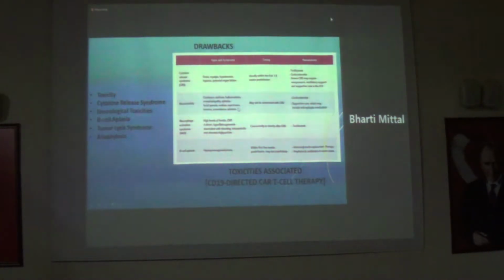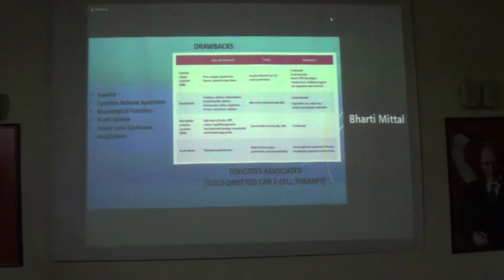Now these CAR T cells are a good therapeutic option when the patient is in remission and refractory, not responding to any treatment. But this CAR T cell therapy also has some drawbacks, specifically toxicity: cytokine release syndrome, neurological toxicity, B cell aplasia, tumor lysis syndrome, anaphylaxis. What do we mean? When the tumor cells disrupt, they release some metabolites, right? Those metabolites can cause a metabolic syndrome. That is tumor lysis syndrome.